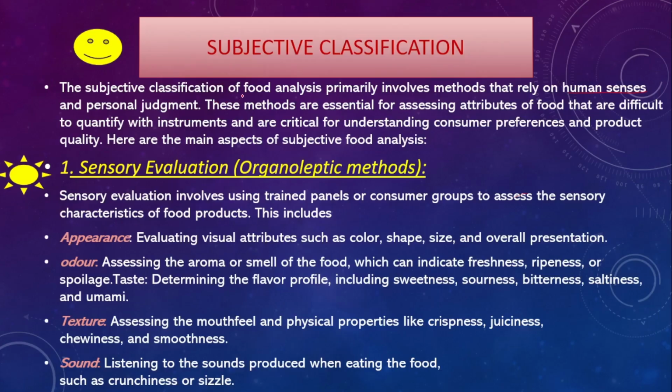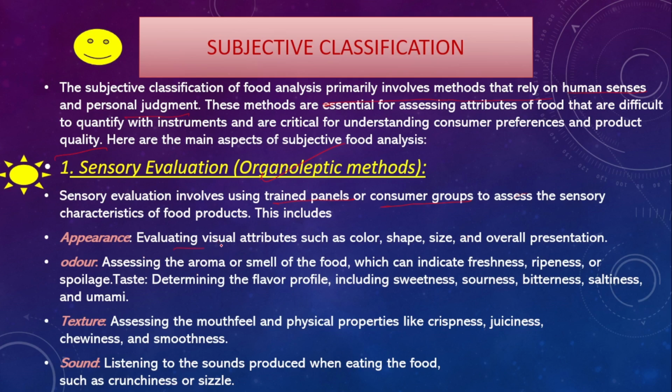What is subjective classification? Subjective classification primarily depends upon human senses and personal judgment, but these are not accurate. They change from person to person. They are difficult to quantify with instruments and difficult to relate to consumer preferences and product quality. What is sensory evaluation? Sensory evaluation is the organoleptic method. It involves trained panels or consumer groups to assess the sensory characteristics of the food product. These include appearance, odor, taste, texture and sound.